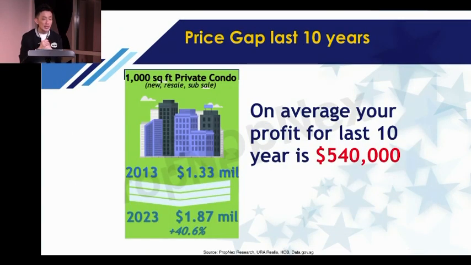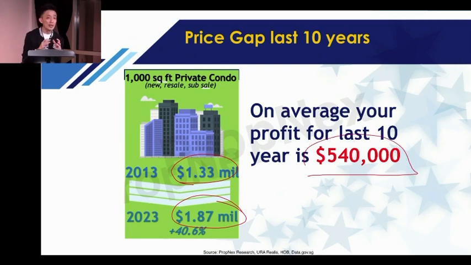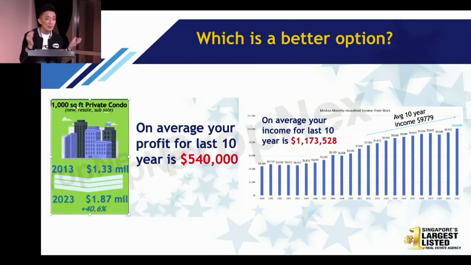But if you look at the price gap for the last 10 years, it increased from 1.33 million to 1.87 million. Actually, if you look at it, it's only $500,000 in terms of profit, in terms of capital appreciation for a private condo. It's only $500,000 versus your income, which is actually 1.1 over million. So my question to all of you here, which is a better option?